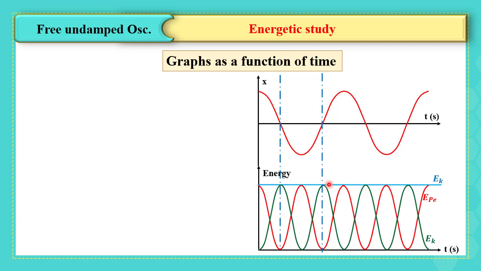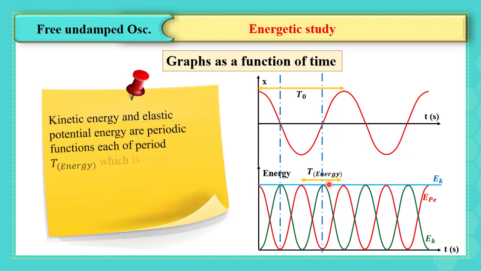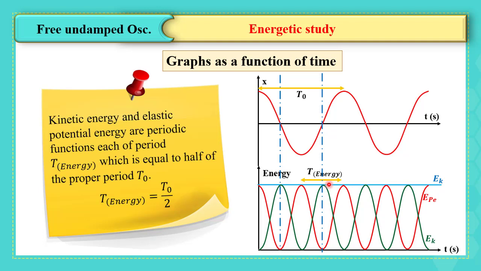Note that kinetic energy and elastic potential energy are periodic, and it's obvious from this graph. While this period T energy is equal to half of the proper period T0 of the x function.